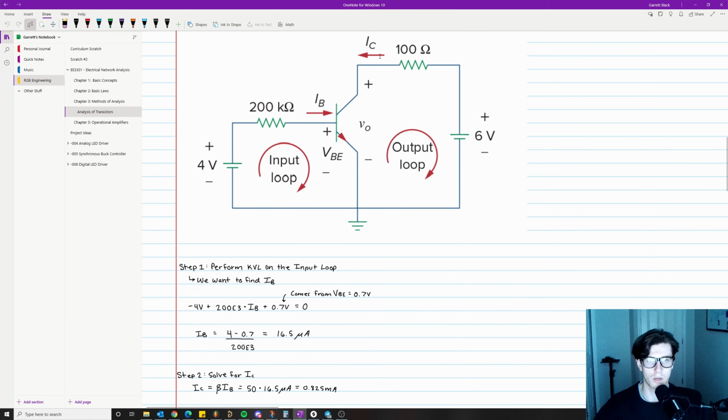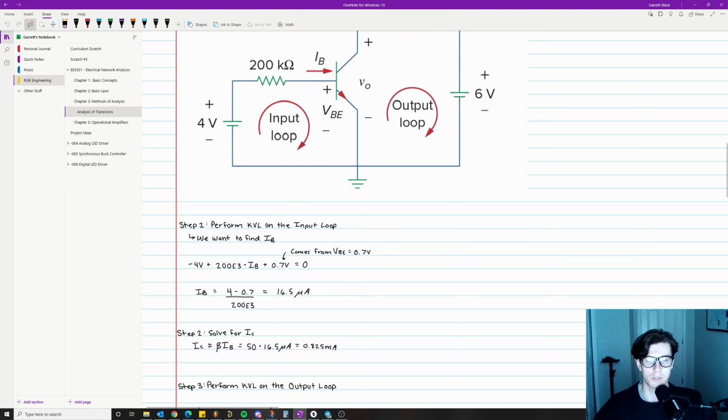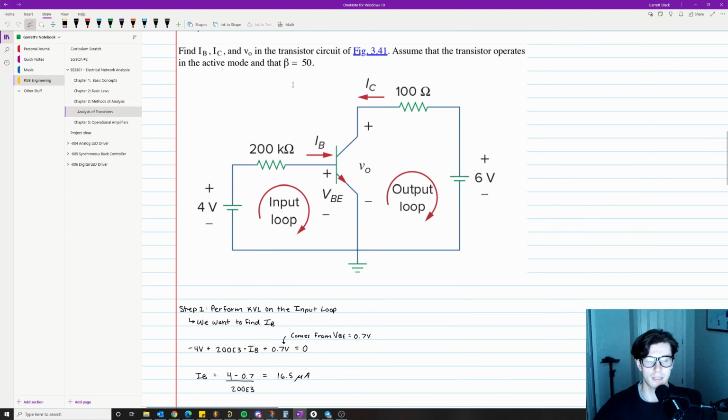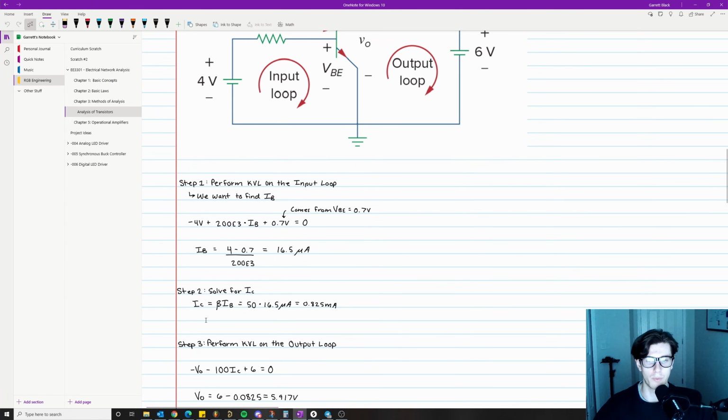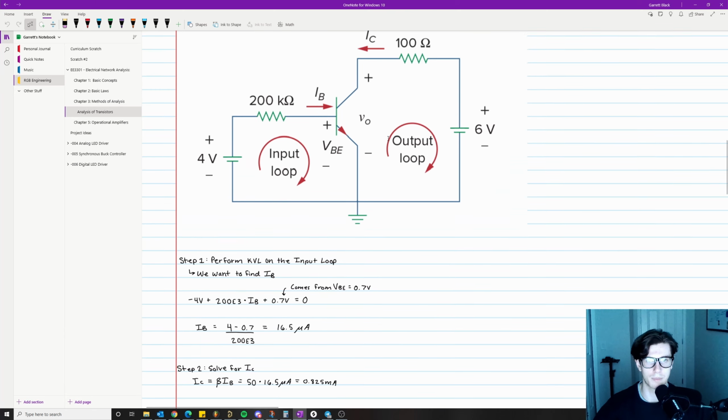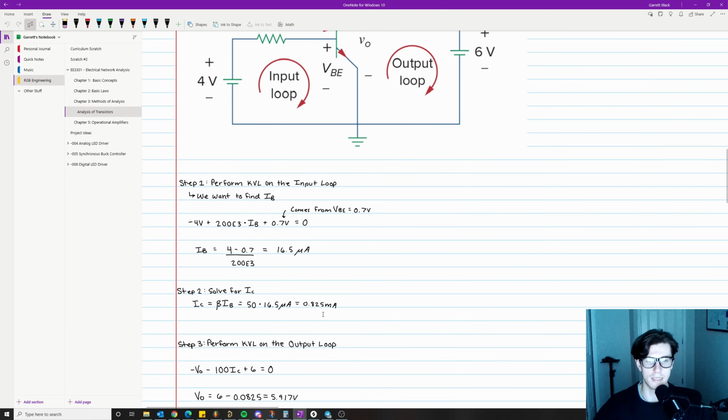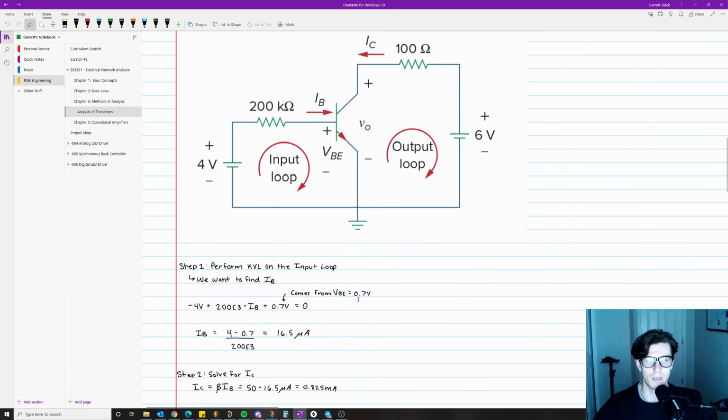So we want to solve for the current flowing into the collector pin. IC is going to be equal to beta times IB, and we are already told at the beginning that beta is equal to 50. We know IB is 16.5 microamps, so then we just do the simple formula: 50 times 16.5 microamps equals 0.825 milliamps. So we know IC is 0.825 milliamps.